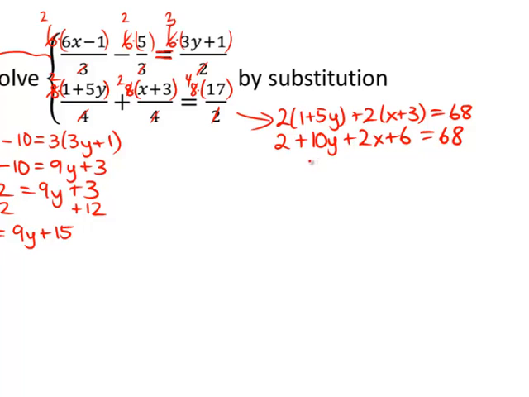And let's put some things together here. We've got 8 on this side. We can subtract 8 from both sides. We get 10y plus 2x equals 60.